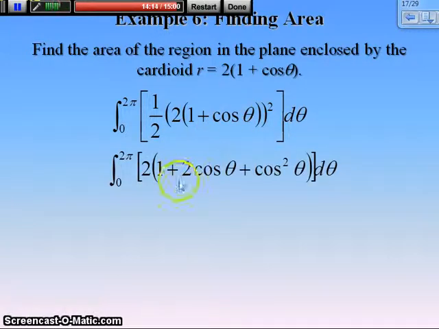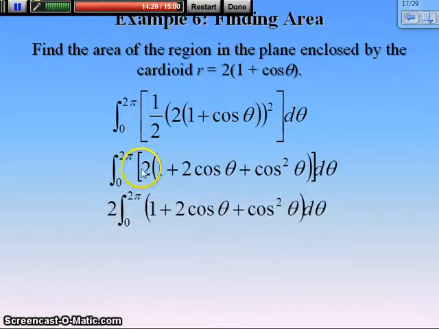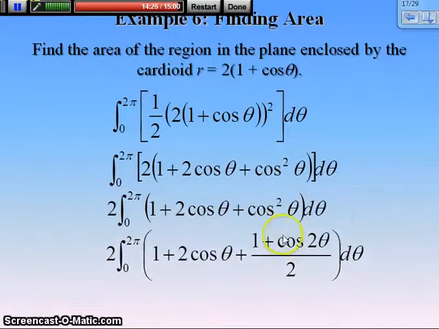Now this is not too bad. We're going to FOIL out the 1 plus cosine theta right here. I can pull my 2 out front so that I don't have to distribute it right there. Now I'm going to do a power reduction formula, if you remember power reduction formulas from pre-cal. Now, again, you're probably sick and tired of hearing me say this, ladies and gentlemen, but you do always have that option of just right here plugging it into your calculator.